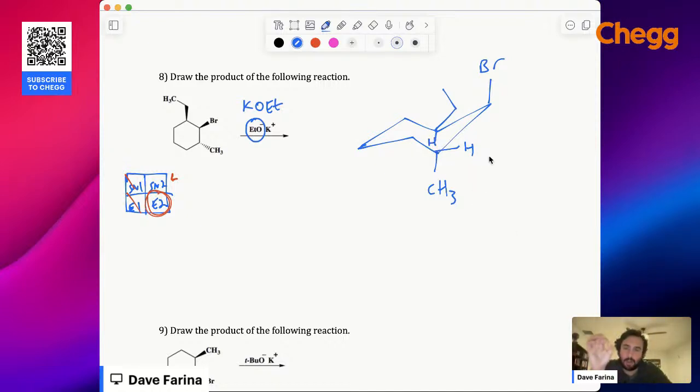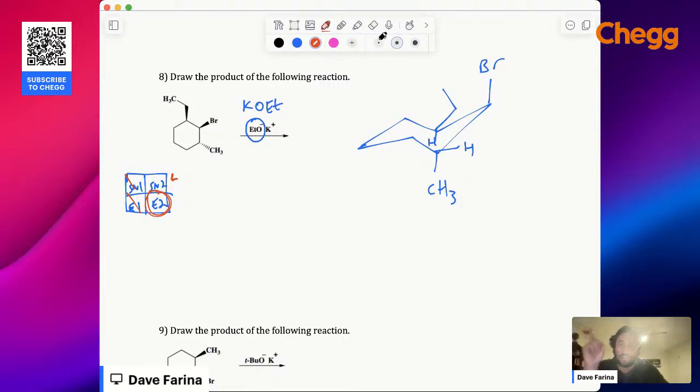The reason that we have to draw this is that in order for E2 to occur, both the proton being extracted by the base and the leaving group have to be axial, because they have to be anti-periplanar. The only way for the p orbital overlap to occur in order for the pi bond to form is for the leaving group and the proton to be axial and anti. If we were to draw the Newman projection of this bond right here, this bromine and this proton would be anti to one another.